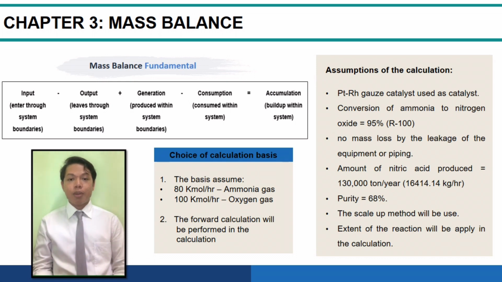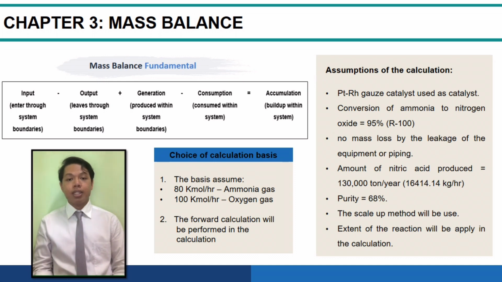So before I proceed further with my presentation, I will briefly explain the content for this chapter. First, I will explain the choice of basis for calculations. Second, I will explain the assumptions of the calculations for our mass balance. Third, I will show one example of the calculation for the reactive process. Fourth, I will also show one example of the calculation for the non-reactive process. And the last one, I will present the overall mass balance.